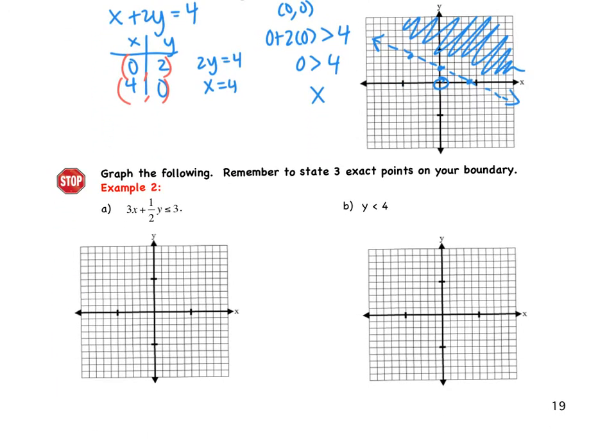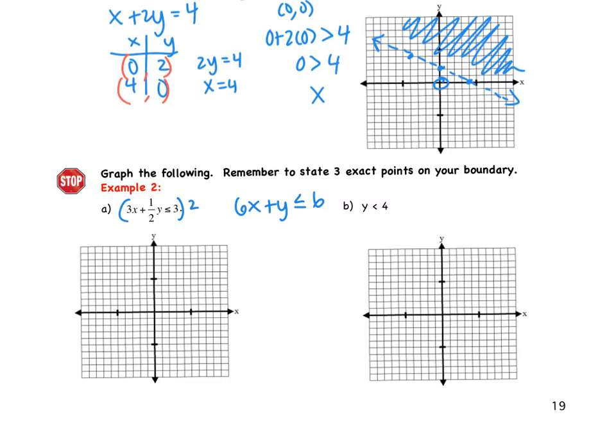Moving on to example 2. If you would like to, you can pause the video and try these on your own. If you don't want to try them, you can just stay with me. So in example A, again, we need to graph. I don't like that 1/2 y, so I'm just going to multiply everything by 2. I get 6x plus y is less than or equal to 6.